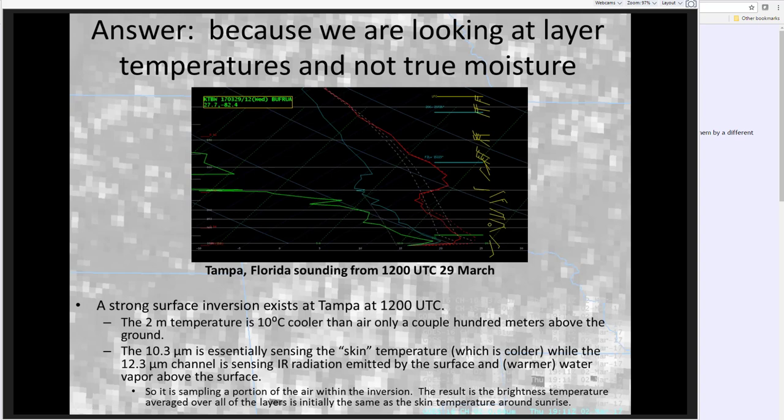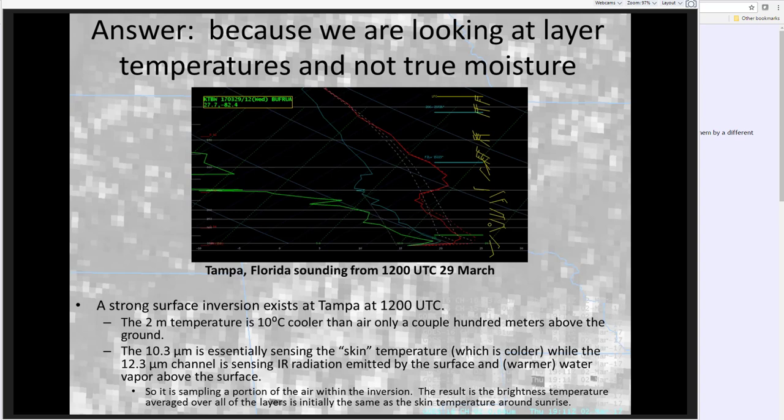So as this radiation gets absorbed and re-emitted by water vapor, it's reabsorbing at as warm or warmer air, re-emitting at as warm or warmer temperatures than the skin temperature of the Earth until you get above 850 millibars. And so the average through that layer is to have the same average brightness temperature as you see at 10.3.